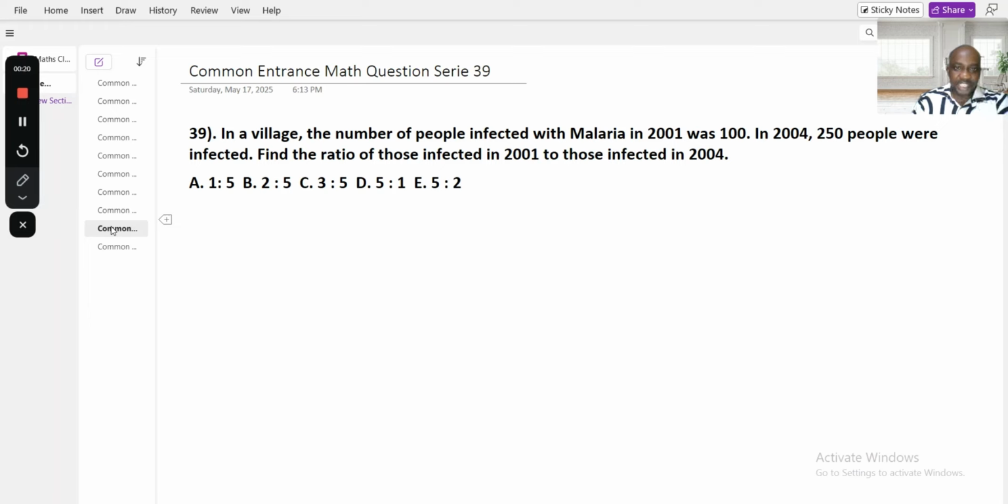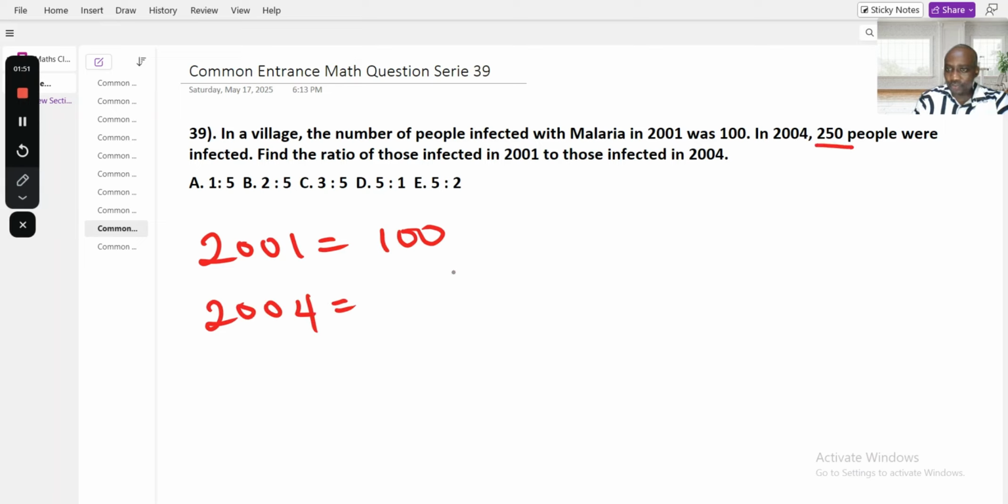In a village, the number of people infected with malaria in 2001 was 100. In 2004, 250 people were infected. Find the ratio of those infected in 2001 to those infected in 2004. How many people were infected in 2001? How many people were infected in 2004? There are 250 people.